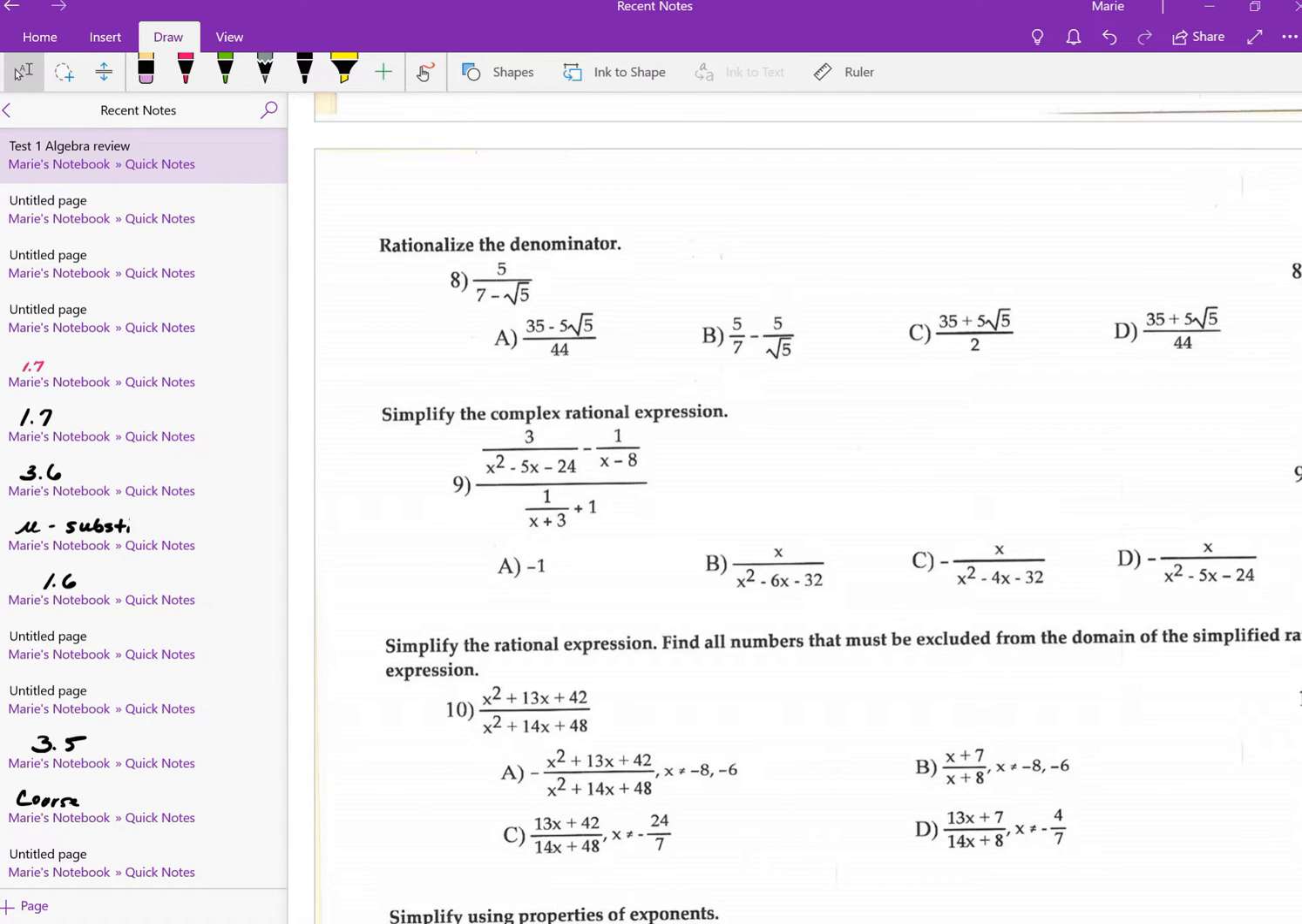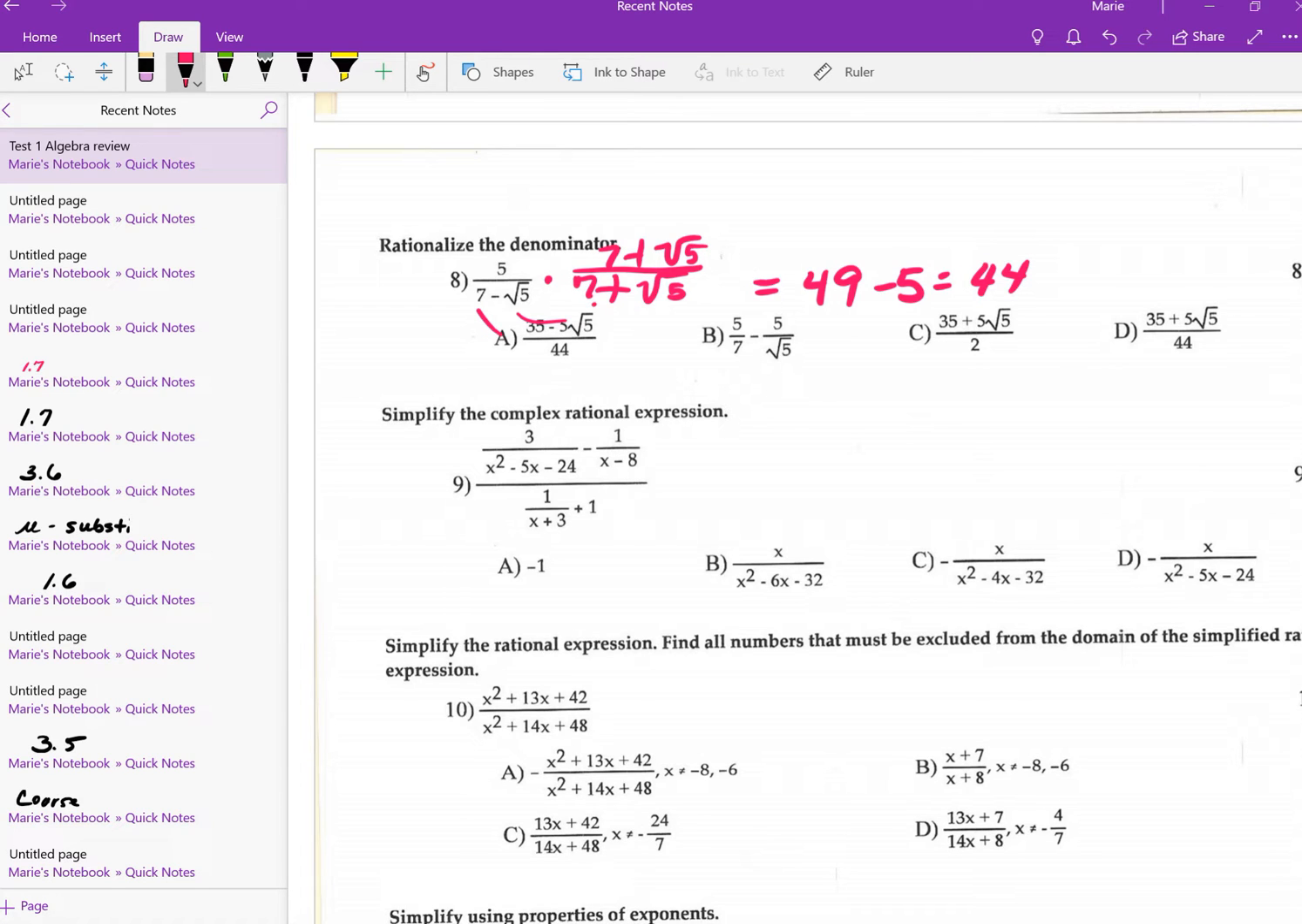Question number 8, rationalize the denominator. If you recall, I discussed with you the conjugate, which is the opposite sign. So this will be 7 plus the square root of 5 over the 7 plus the square root of 5. And if you recall, I also said to you that because this is a minus and this is a plus, the inner outer terms when I do FOIL will cancel. This will become 49, because 7 times 7 gives you 49 in the denominator, minus 5. So we already know your denominator should be 44.